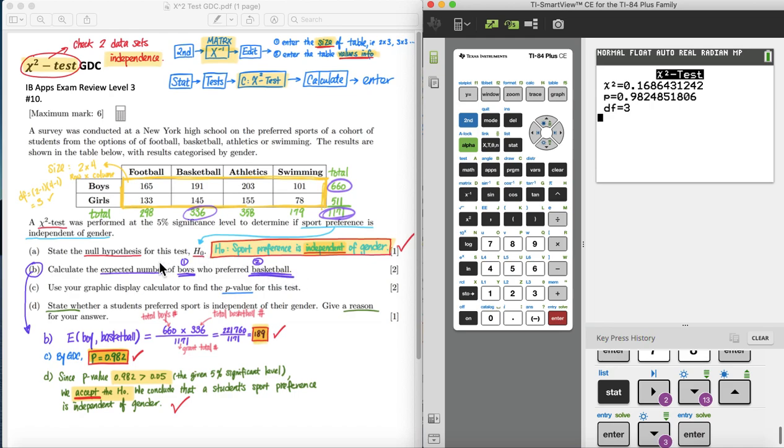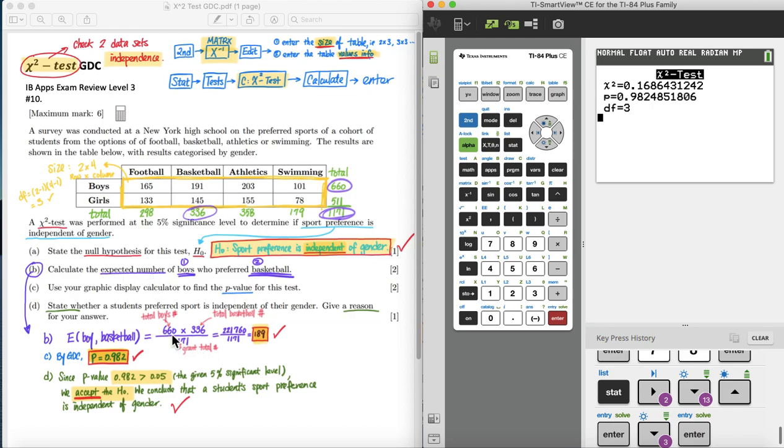All right, I do want to talk about the expected number of the boys who prefer basketball. Remember, we have the data and we will have the grand total. When you sum the totals, there are 660 boys, and when you sum the totals, you get 511 girls. When you sum each category, you will have the total, and you also have a grand total, everything all together.